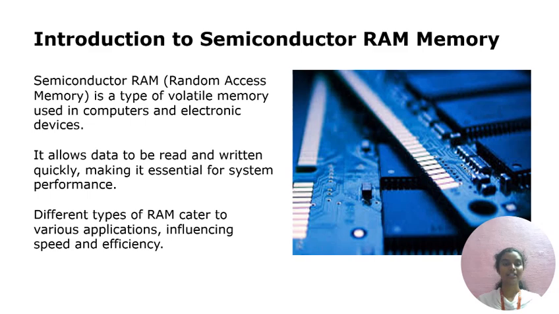The semiconductor RAM, the random access memory, is a type of volatile memory used in computers and electronic devices. It allows data to be read and written quickly, making it essential for system performance. Different types of RAM cater to various applications, influencing the speed and the efficiency.